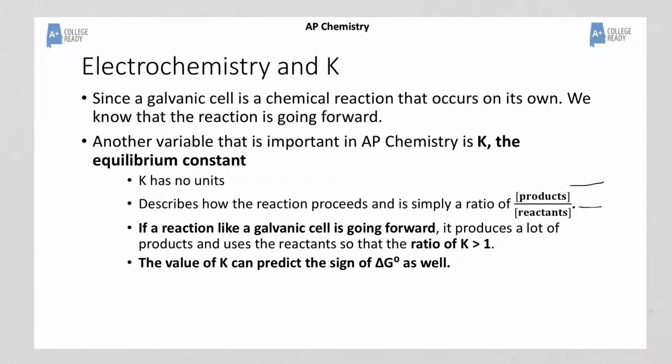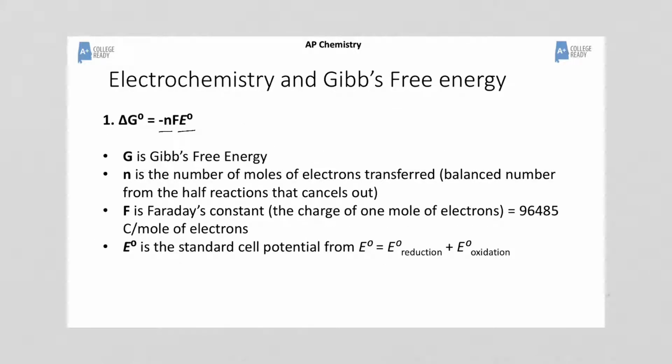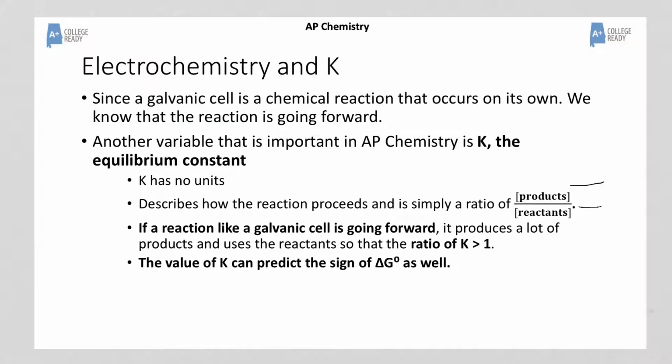So just like we saw in the first delta G formula, if we have a positive cell potential based on the formula, I'm going to go back to that. If we have a positive cell potential, then we would have to have a negative delta G, because if you're plugging in a positive value here, delta G would have to be negative. And the same thing with K. If K is greater than 1, then delta G will also be negative. And we'll look at that formula right now.